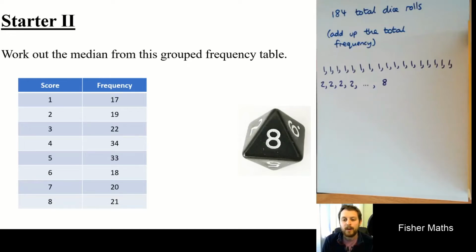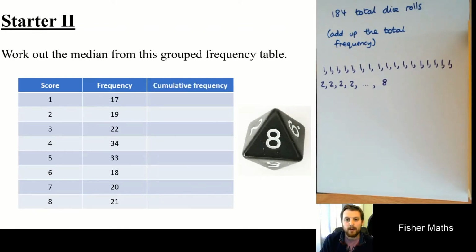And so this is where I'm going to begin to introduce something called cumulative frequency. So let's put an extra column on our table called cumulative frequency. Now, cumulative comes from the word accumulate, which means we're building up, we're continually adding something on.